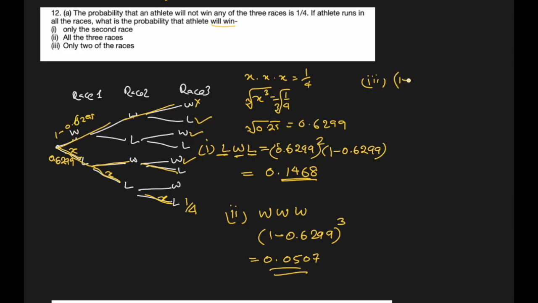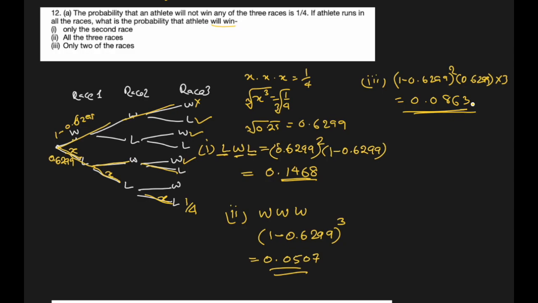So we can write 1 minus 0.6299 square, 2 wins and a loss, 0.6299. And I have to add them because none of them will happen together. Either this will happen or this will happen or this will happen. So we'll add them. In place of adding, just multiply this by 3 and you get your answer, which will be 0.0863, rounding to 4 decimal places. This is the answer of the third part.